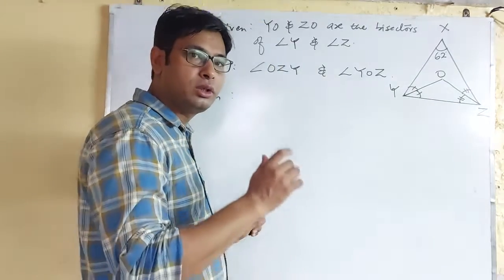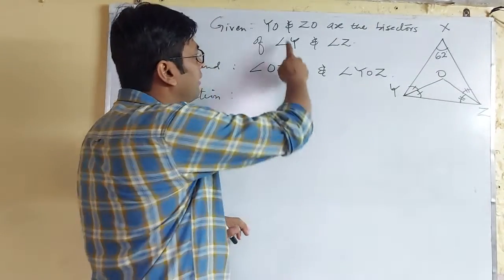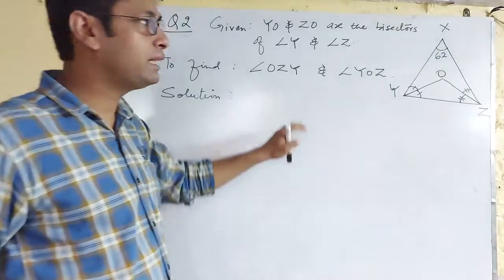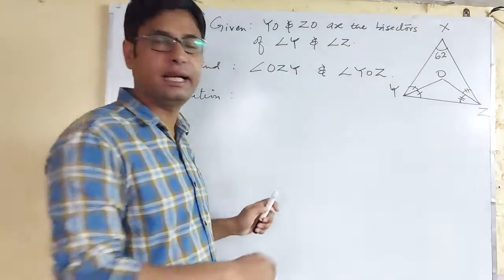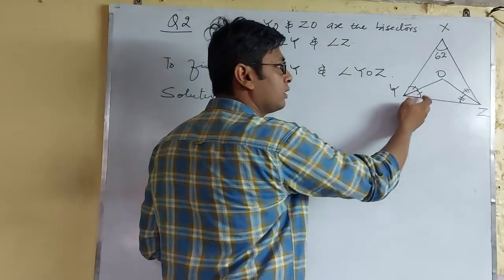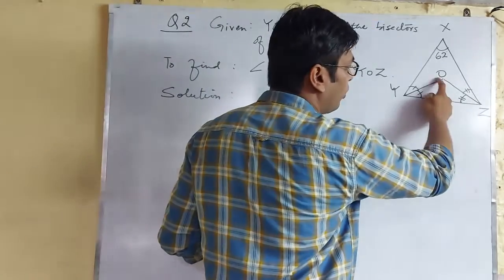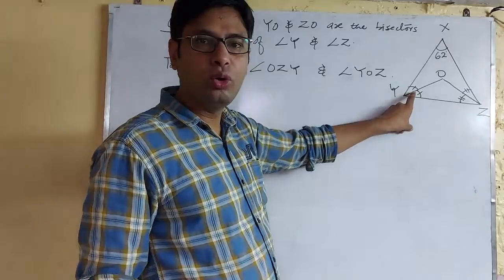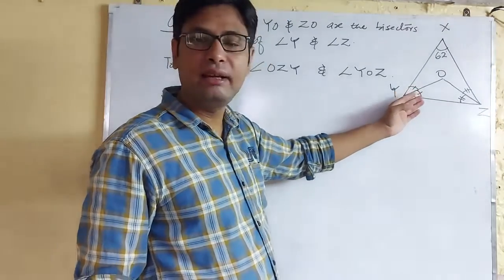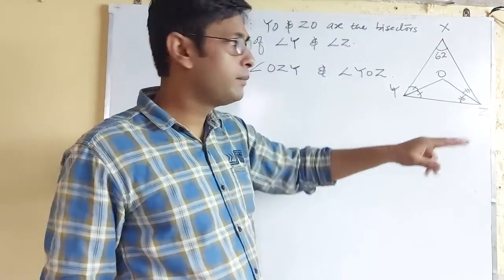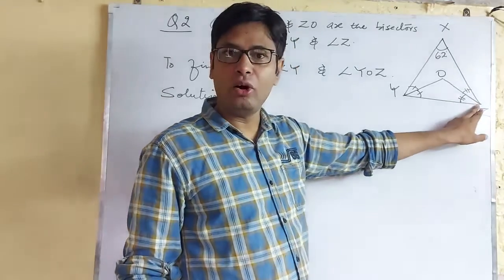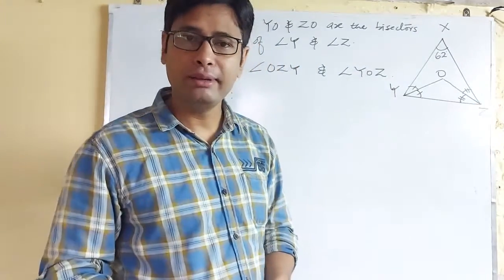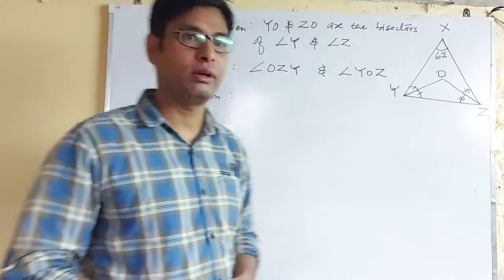Now, one very important thing is given: YO and ZO are the bisectors of angle Y and angle Z. So YO is the bisector of angle Y, ZO is the bisector of angle Z. That means YO has divided angle Y into two equal parts and angle Z also has been divided by ZO into two equal parts.